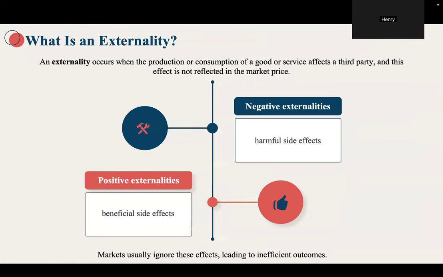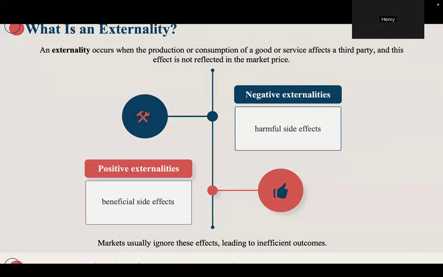What is an externality? An externality occurs when the production or consumption of a good affects a third party, and this effect is not reflected in the market price. There are two types. Positive externalities, these are the beneficial side effects, and negative externalities, these are the harmful side effects. The key point is, markets usually ignore these effects, which leads to inefficient outcomes.